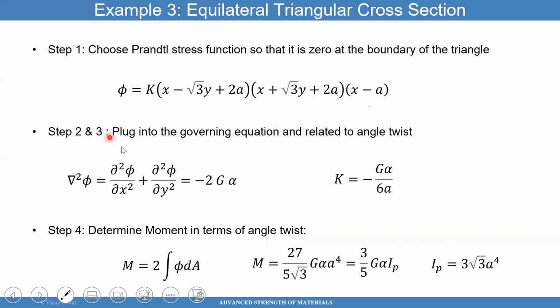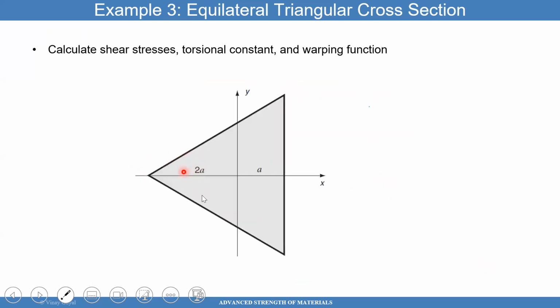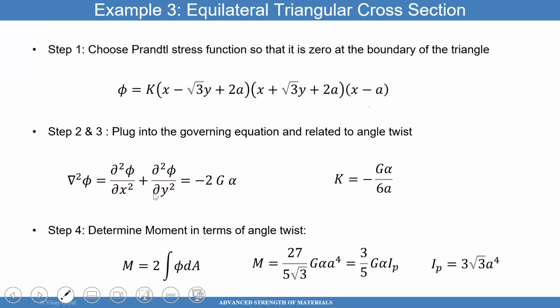Step number 2, I plug it into this equation, and when you work it through, very cool, you get k equal to minus G alpha divided by 6a. Now, this is an equilateral triangle, so the only things defined here are a here and then 2a here. So that's it. Now you can plug phi into this equation, and when you do that, you get the moment equals that, where IP is this equation here. So now you know the moment in terms of alpha.